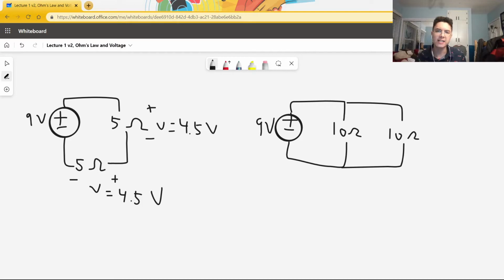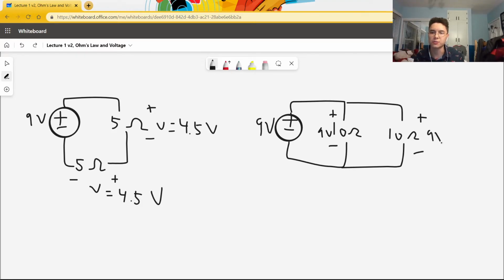Once a particle gains its 9 volts from the battery, it can travel on any path through the circuit. It could travel through this 10 ohm resistor, or it could travel through this 10 ohm resistor. Because it has 9 volts worth of energy, it'll travel at the same speed through either resistor. This is why we say that there is a 9 volt drop across each of these resistors, as opposed to a 4.5 volt drop like over here.